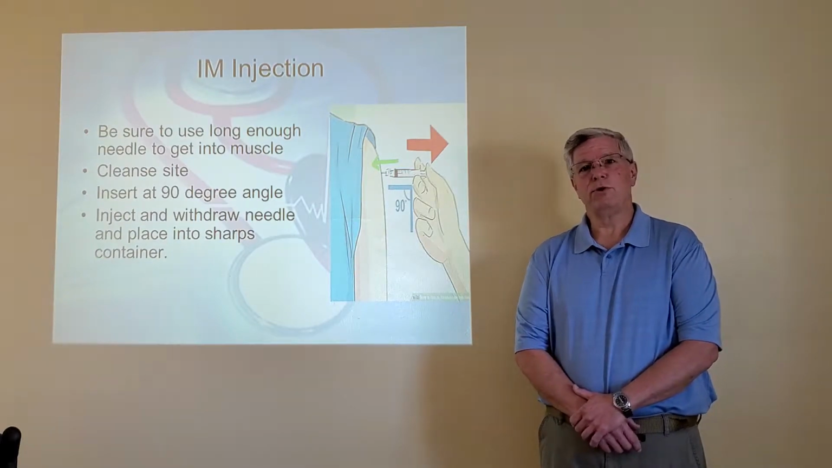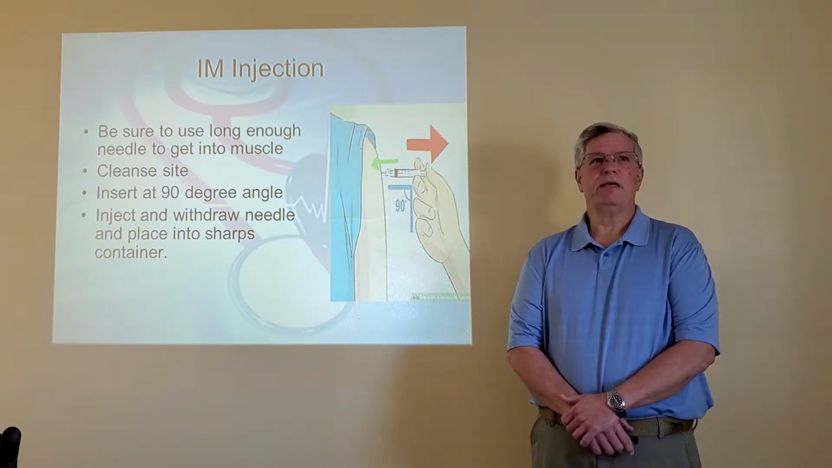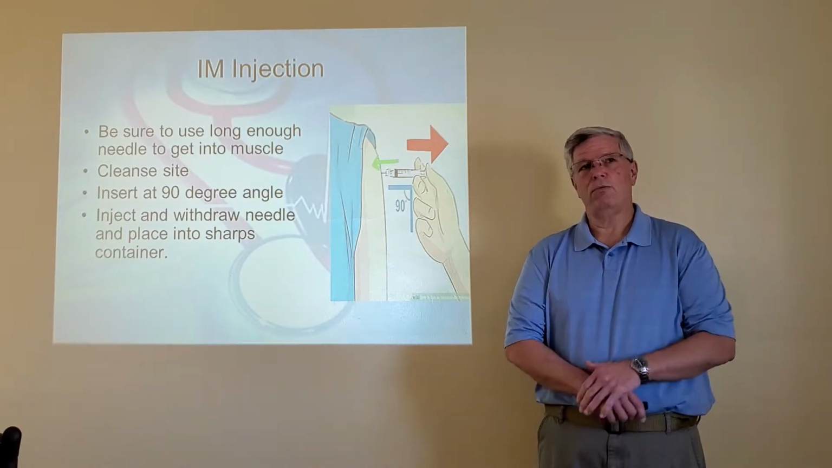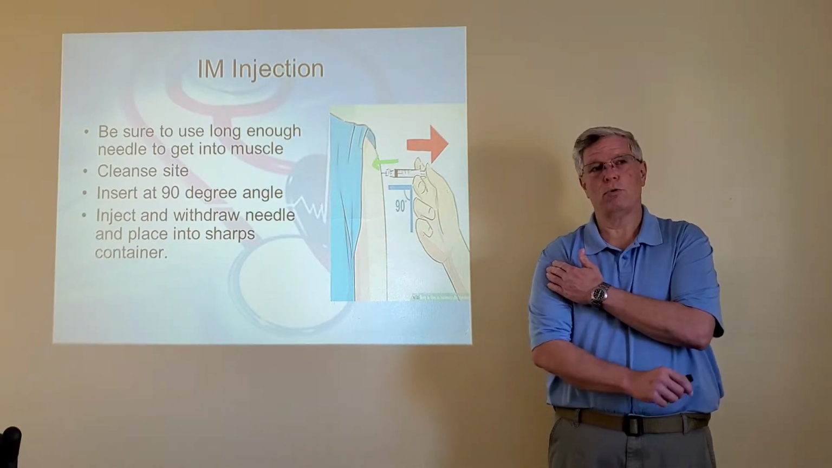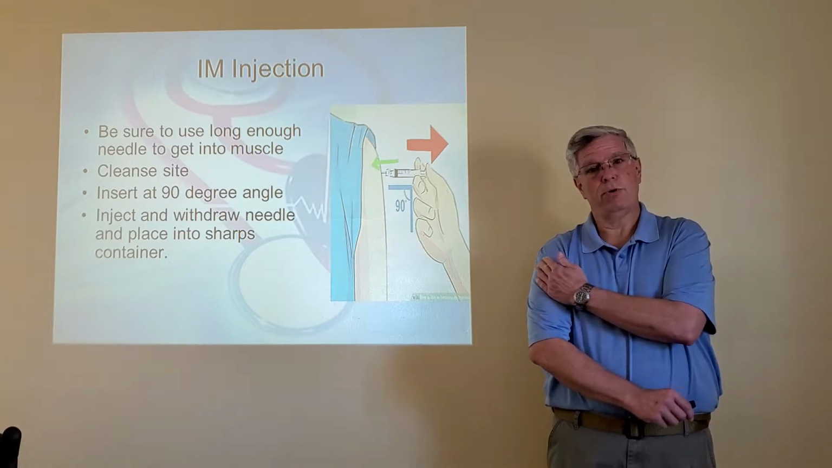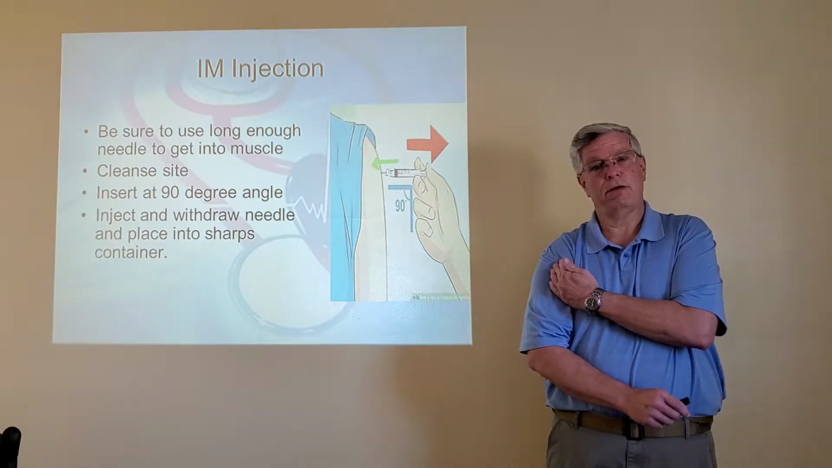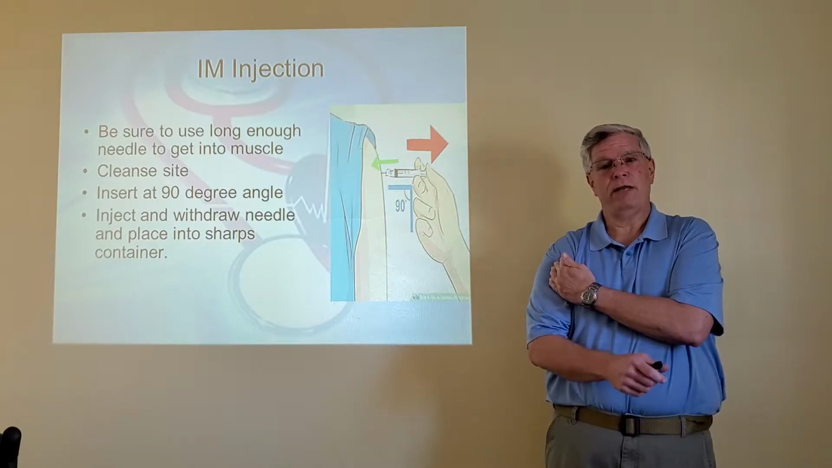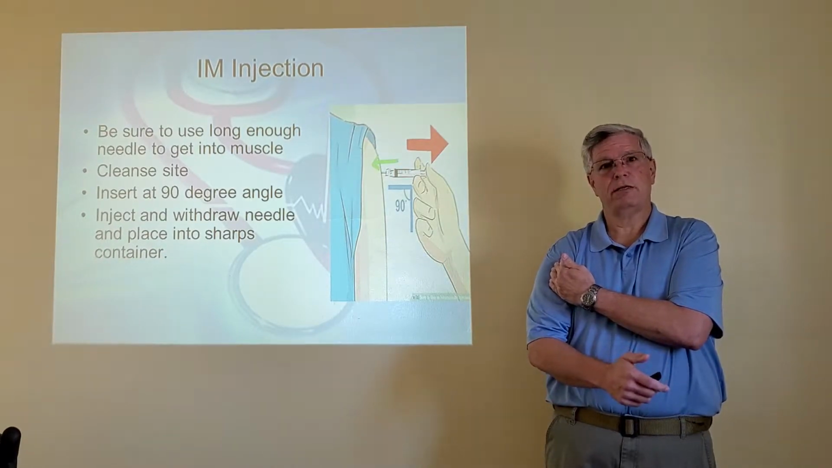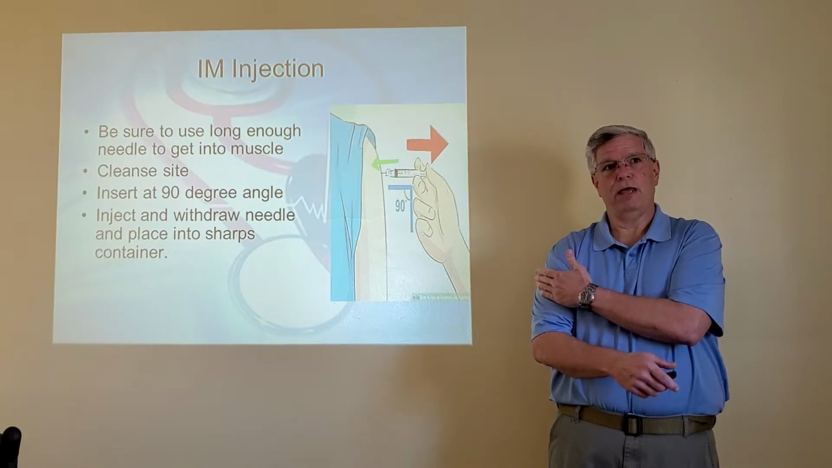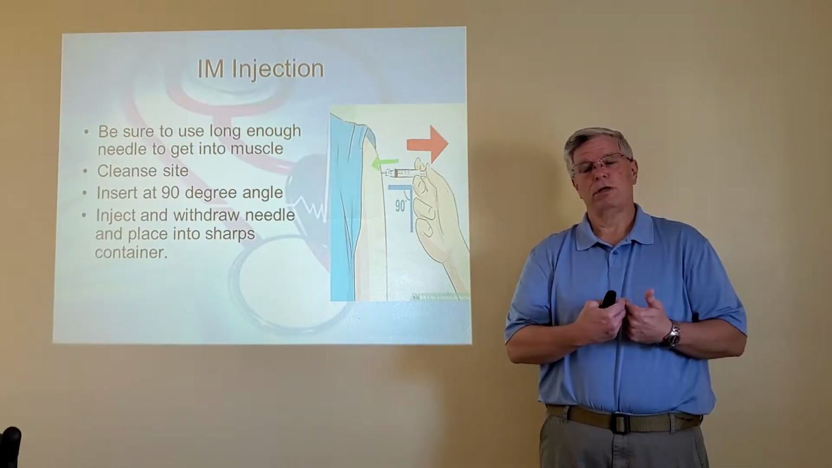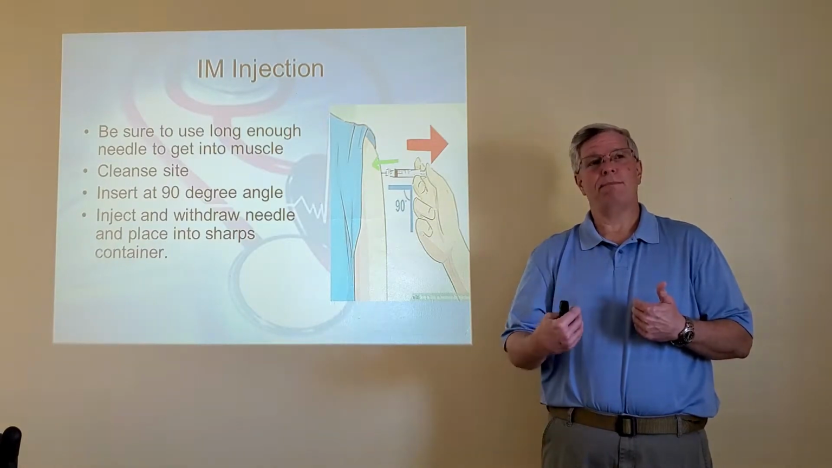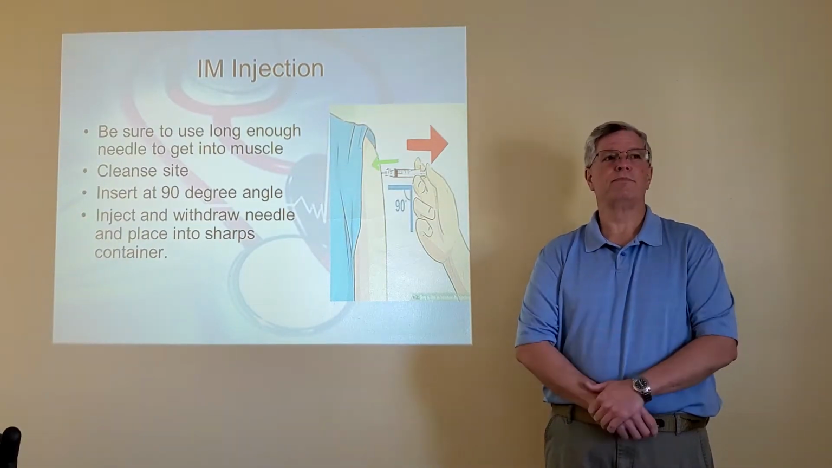One good way to do an IM injection is the Z method. You place your hand on the shoulder or wherever you want to do it, and you pull the skin in one direction. And when you enter, you inject, and when you come back out, you let go. Therefore, the medication stays in the muscle and doesn't seep straight back out from the puncture.